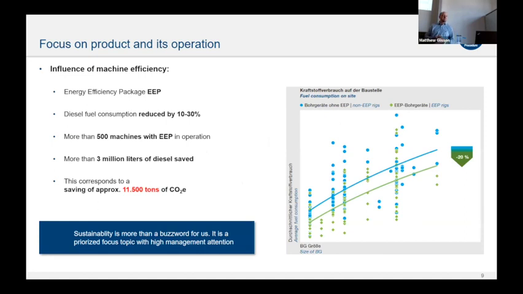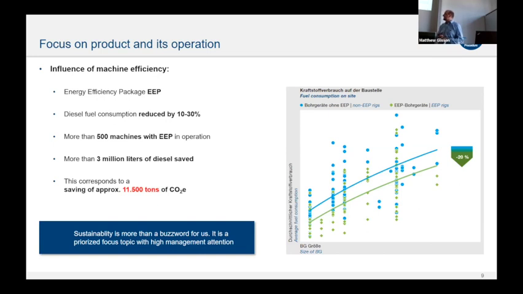Of course, the machine efficiency also has an influence, and it was one of the main results of that research project back in 2014 and 15 that we came out with our so-called energy efficiency package. The first diploma thesis of one of my employees in 2009, just a rough calculation, said that these measures will reduce the fuel consumption by 10 to 30%, depending on the application in the end.